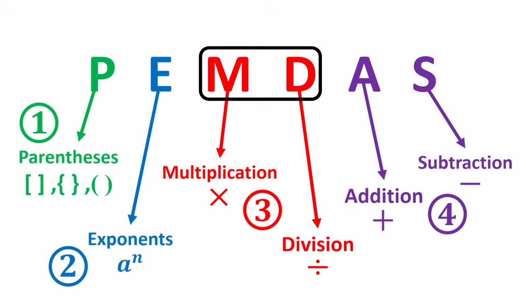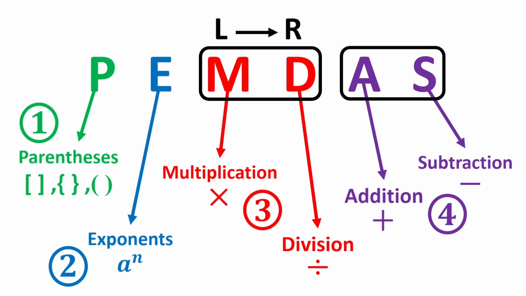Remember that multiplication and division have equal priority. Therefore, in any expression that contains both multiplication and division, we move from left to right and perform whichever operation appears first. The same rule also applies to addition and subtraction. So, we solve them from left to right. Now that we understand the order of operations, let's solve the problem from the beginning of the video.